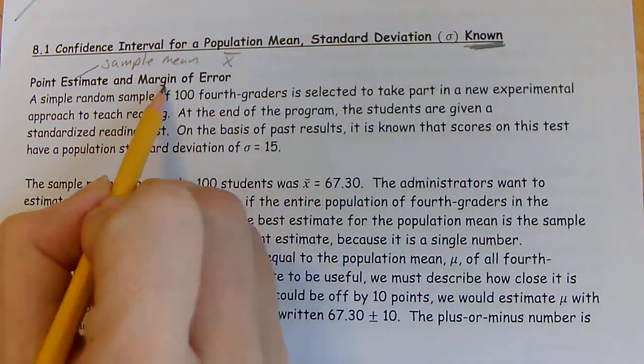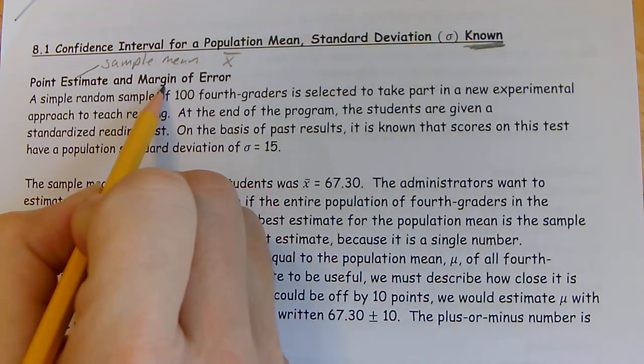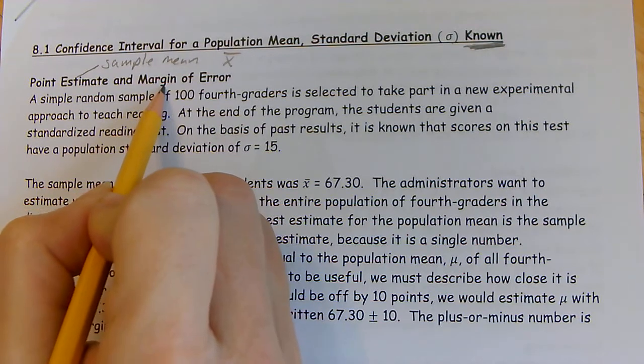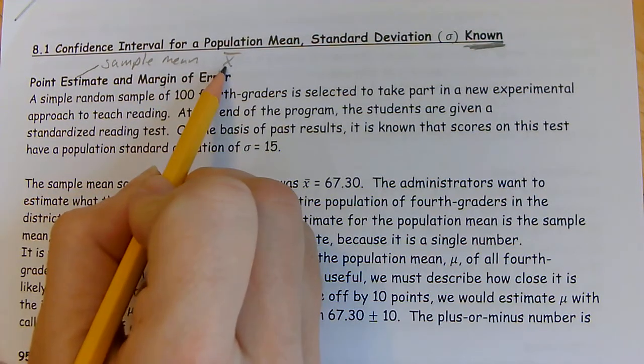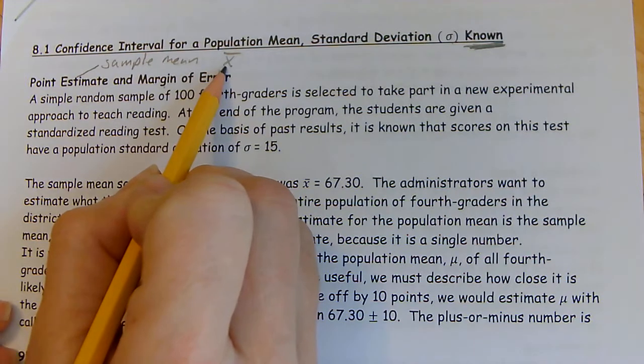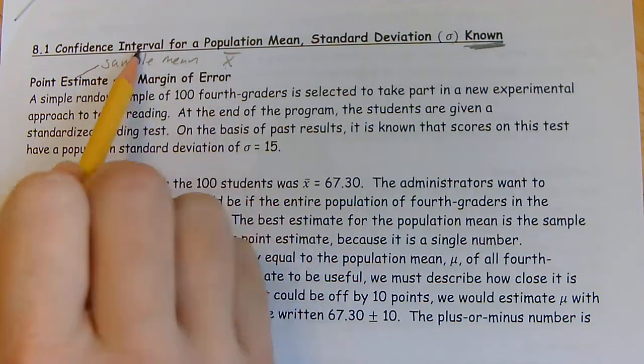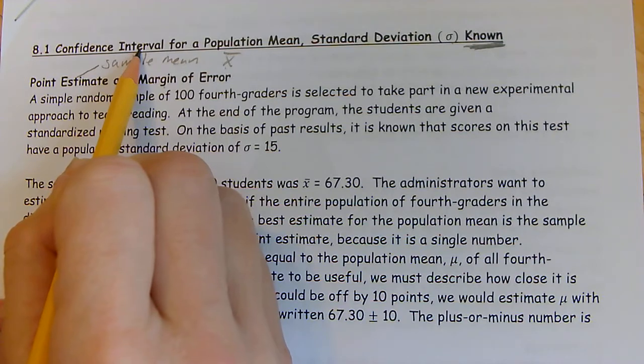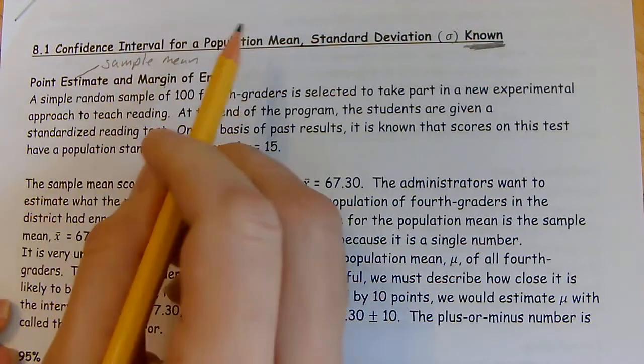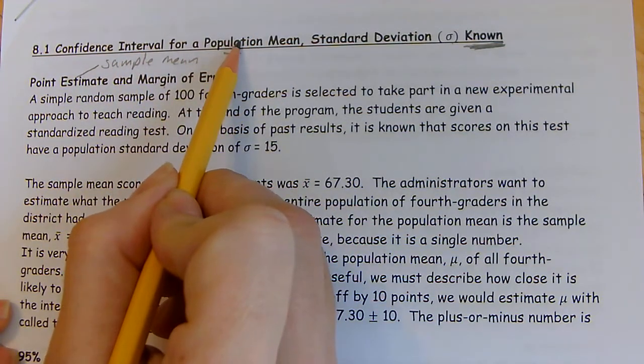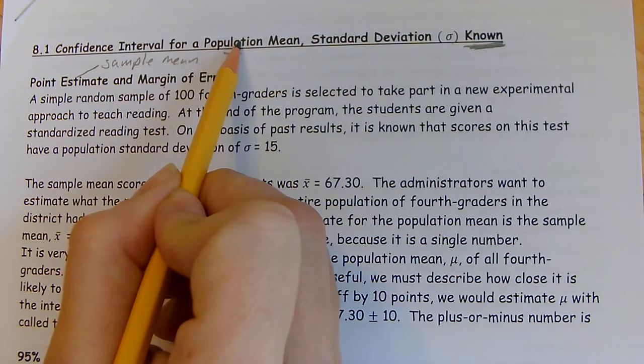And then we're going to calculate a margin of error. So basically we are going to take a sample and get a sample mean. We're going to calculate the margin of error and add and subtract that to the sample mean to create this interval that we're pretty confident the real population mean of the distribution is in.